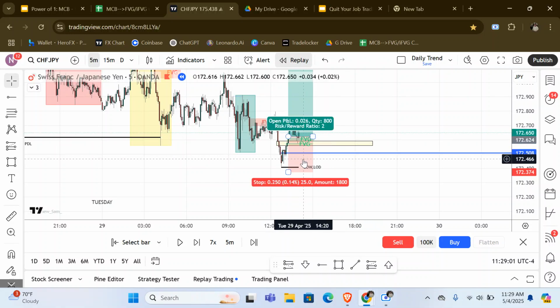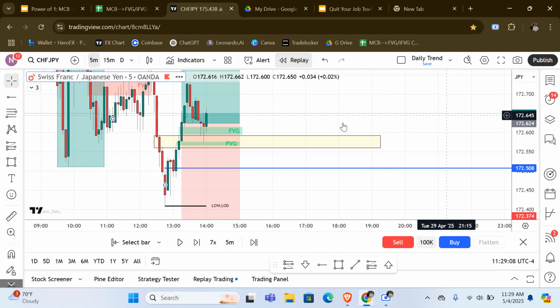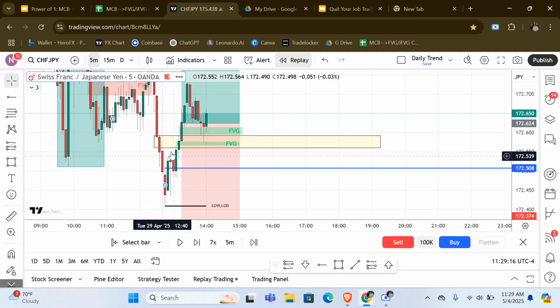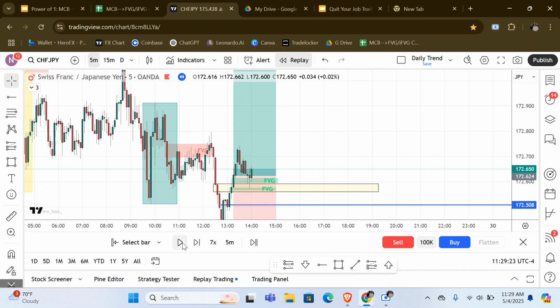You're also free to enter around here. See, I retrace back into, let me make this bigger so you can see it, I retrace back into this fair value gap that we just drew, the one that was red that has now become green. It does not appear on this chart, but this is the price level. This is our area of interest. The only point of a fair value gap is to show you an area of interest. All right, so let's go ahead and just let this play out.